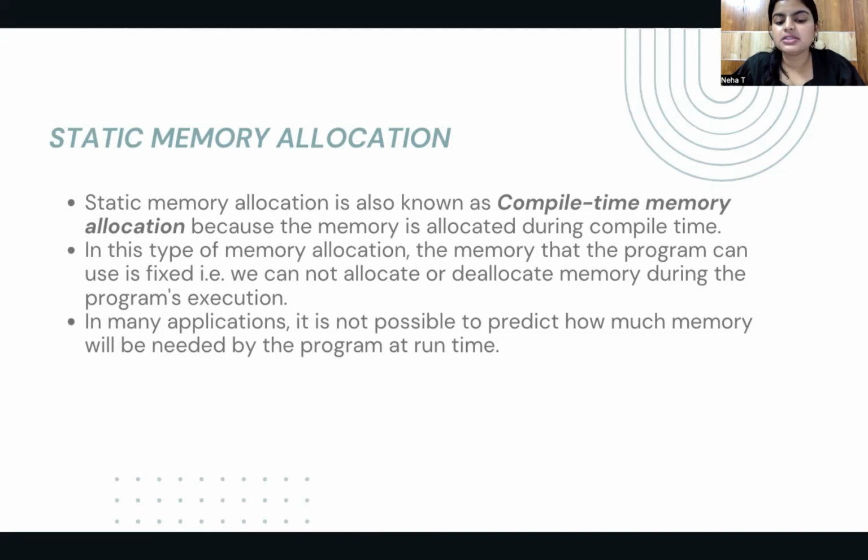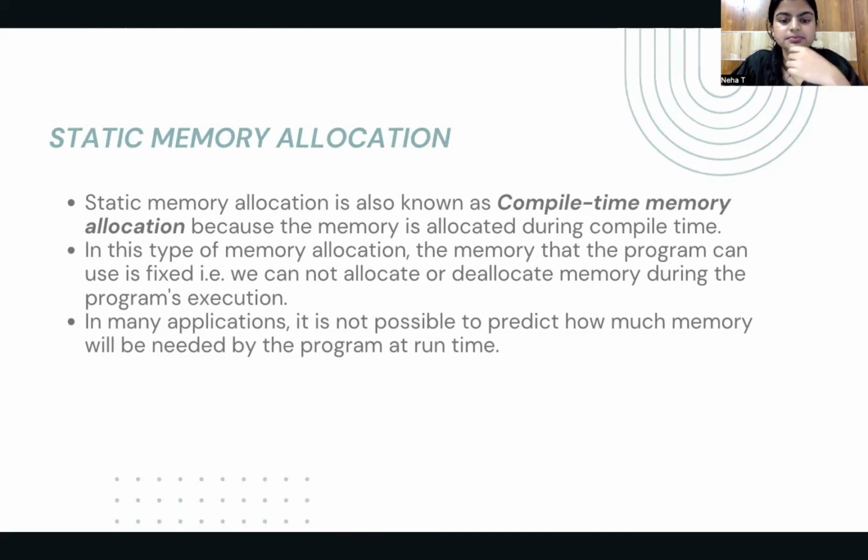In many applications, it is not possible to predict how much memory will be needed for the program at the runtime. In some programs, we might not know how much memory is needed, so we might give extra amount of memory, but we are not going to use so much, so there will be wastage of memory in the program. So to avoid this, we'll be using the dynamic memory allocation.